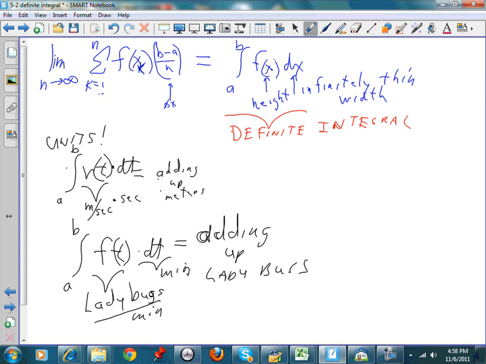So adding up ladybugs, what does an integral do? It's a big adder. It's going to add up little units of ladybugs over time to calculate the total change in ladybugs from A to B.